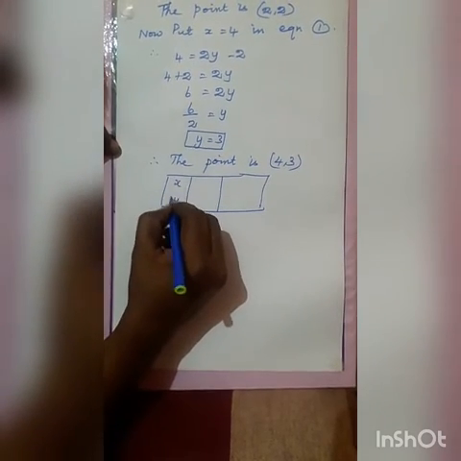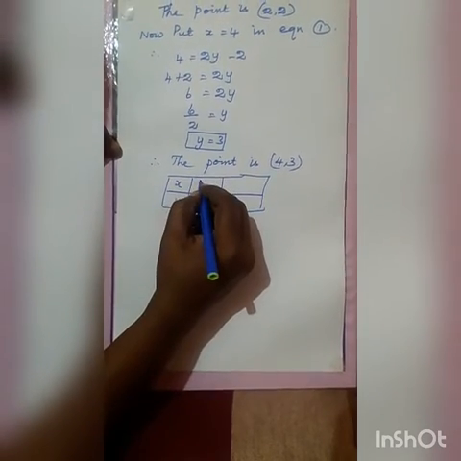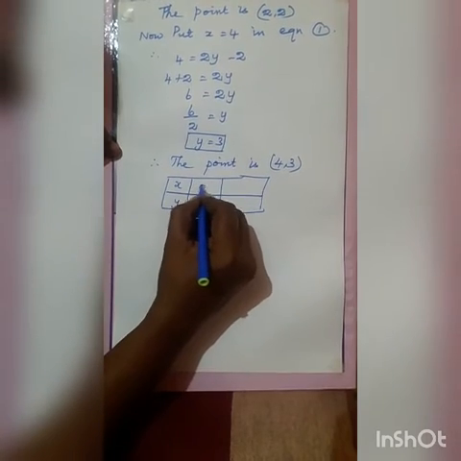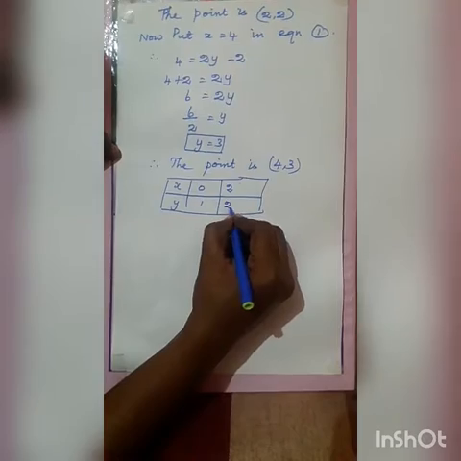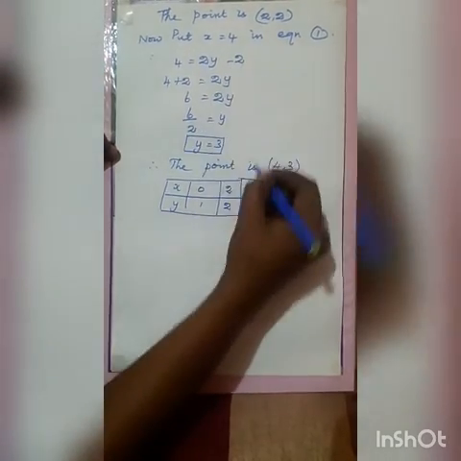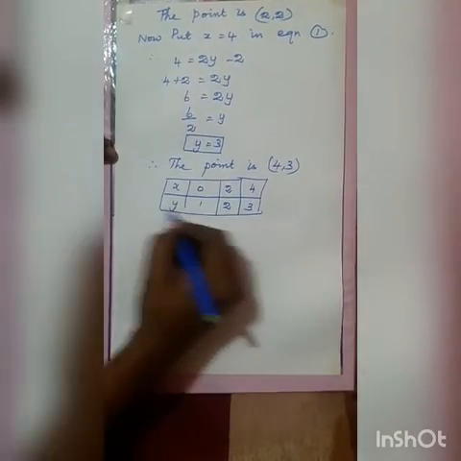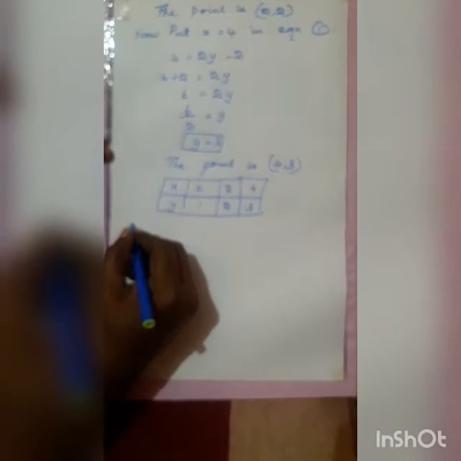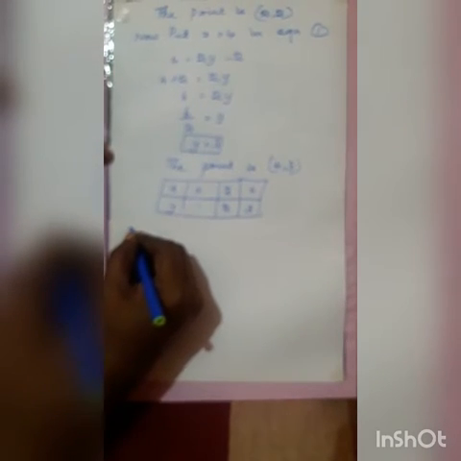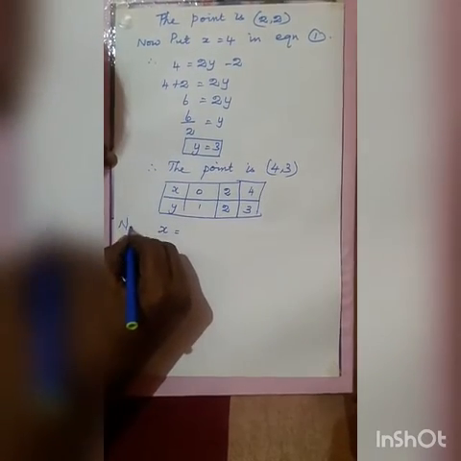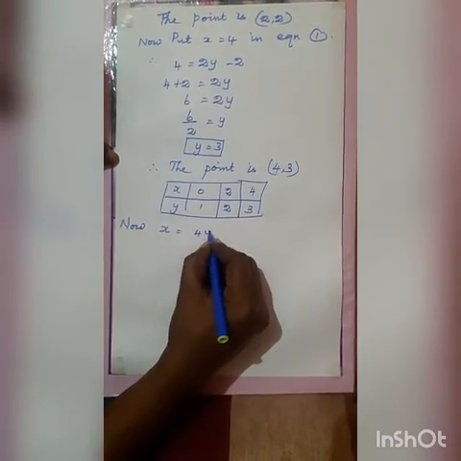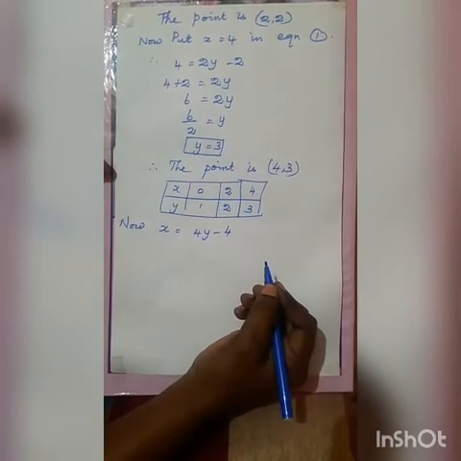Now, we have to put a box like this: x, y. First point is 0, 1. Second point is 2, 2. And then 4, 3. Now, you have to take the second equation. Which one is the second equation? x equal to 4y minus 4 is the second equation.